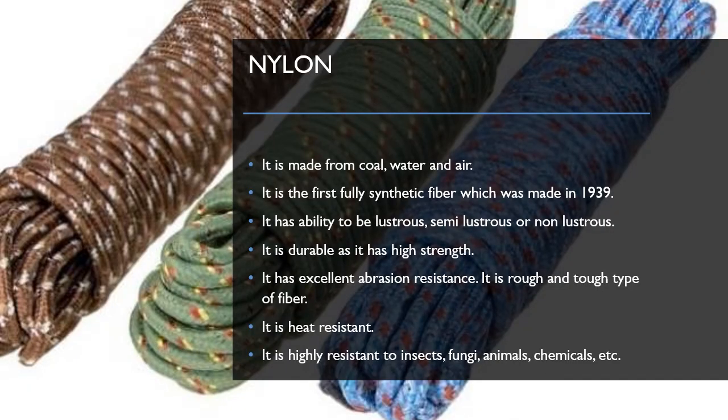Now we will learn about nylon, which is another synthetic fiber. It was the first non-cellulosic polymer or synthetic fiber ever made. It was developed by the DuPont company in USA in 1939. It is totally made up of chemicals and no raw material from plants and animals is used, as it is made from coal, water and air. It is the first fully synthetic fiber.